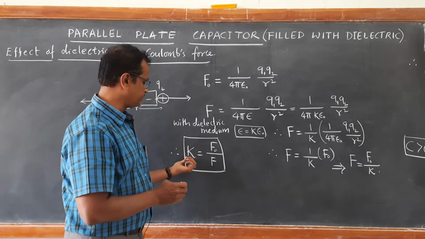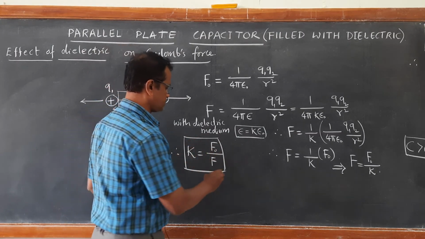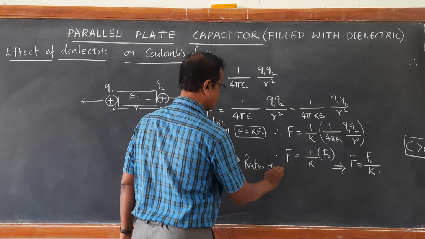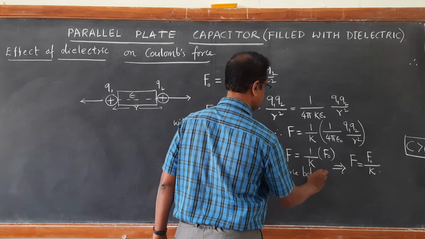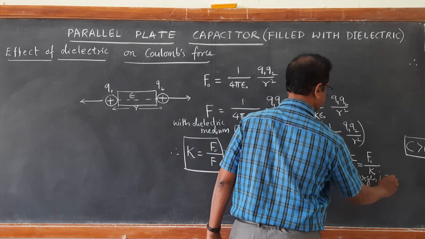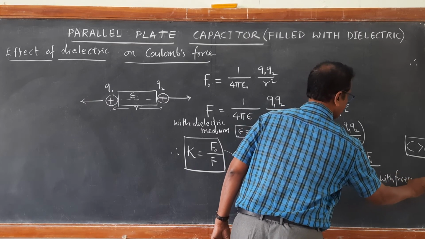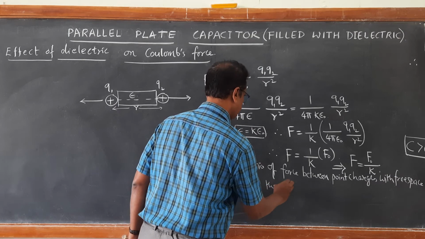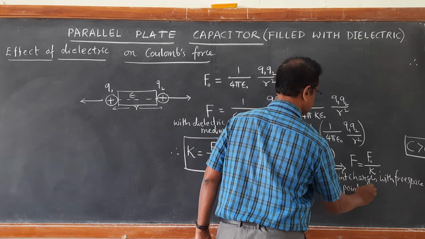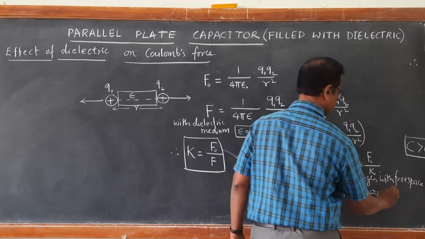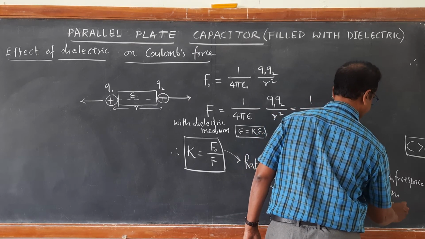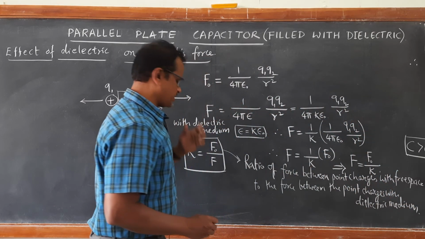I think you got the point now. You can define dielectric constant with another ratio, a ratio of force between the point charges with free space to the force between the point charges with dielectric medium in between them.